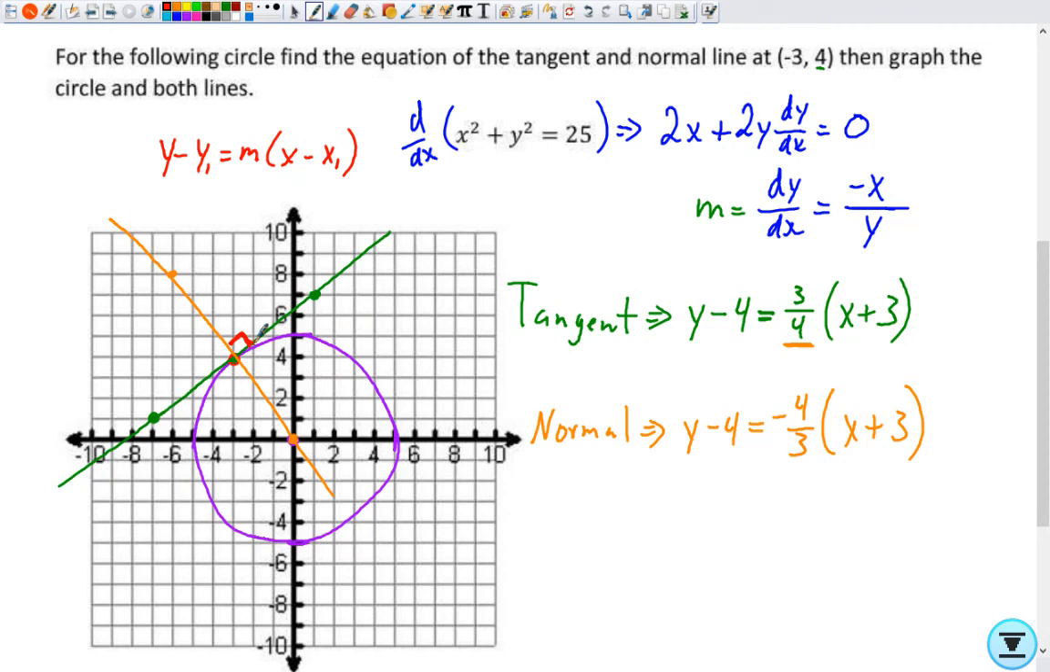And that's it. So we're just doing the same stuff we've done before with regular functions, finding the normal line, finding the tangent line. But this time, to find the slope, we just have to take the derivative implicitly.